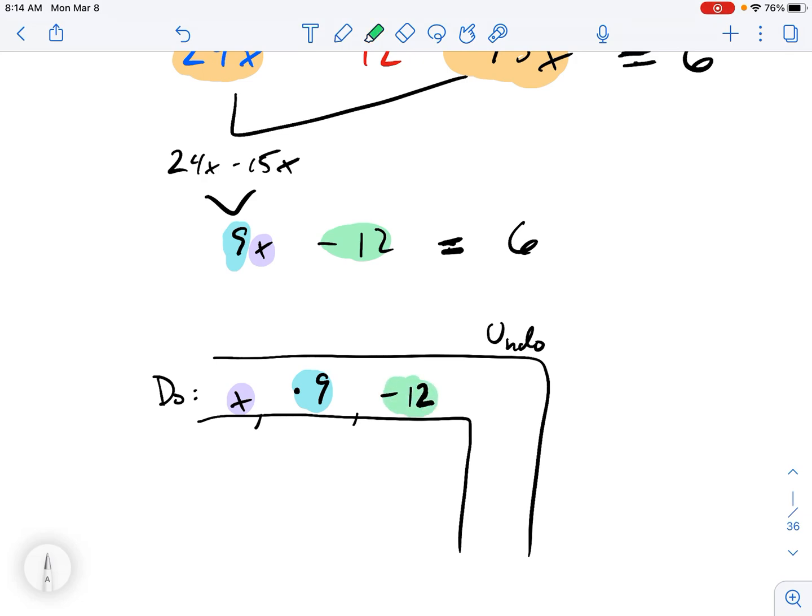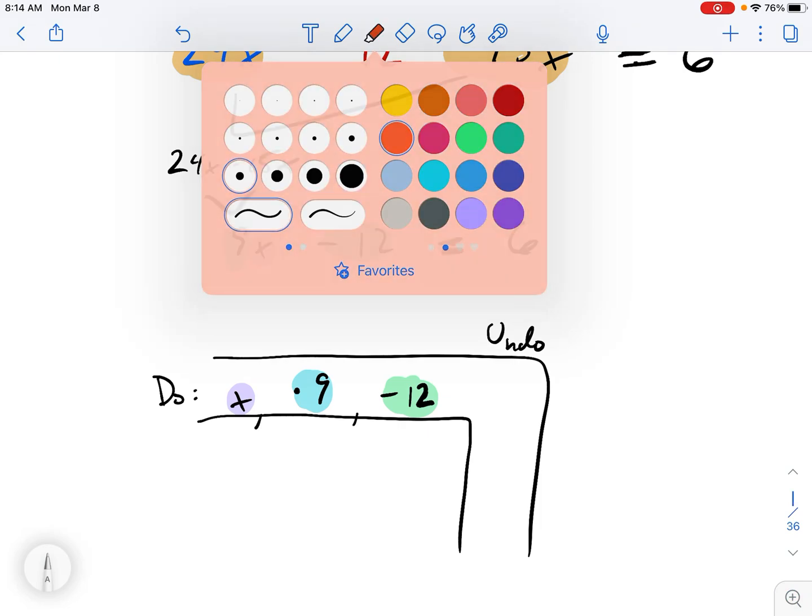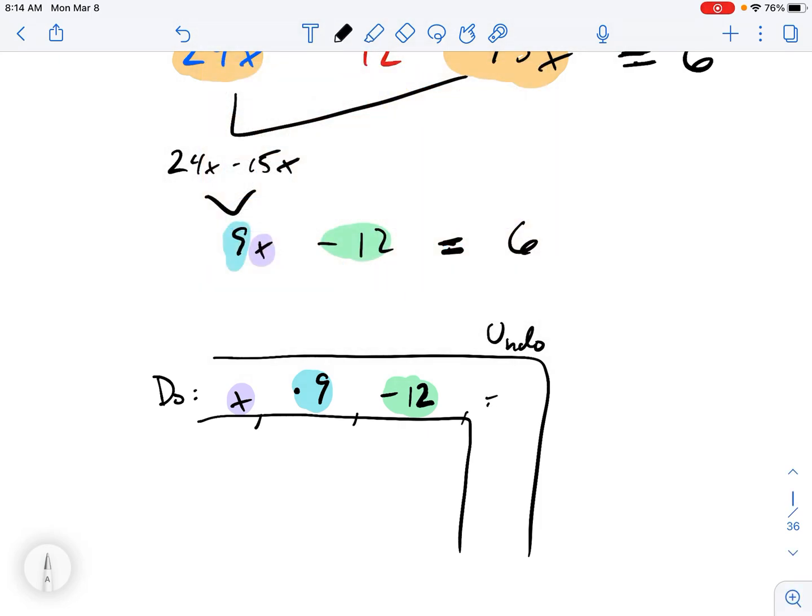And then finally, it's going to equal 6, okay? Again, if you do have questions about this, please come to my office hours or send me some emails, okay? This is confusing stuff.